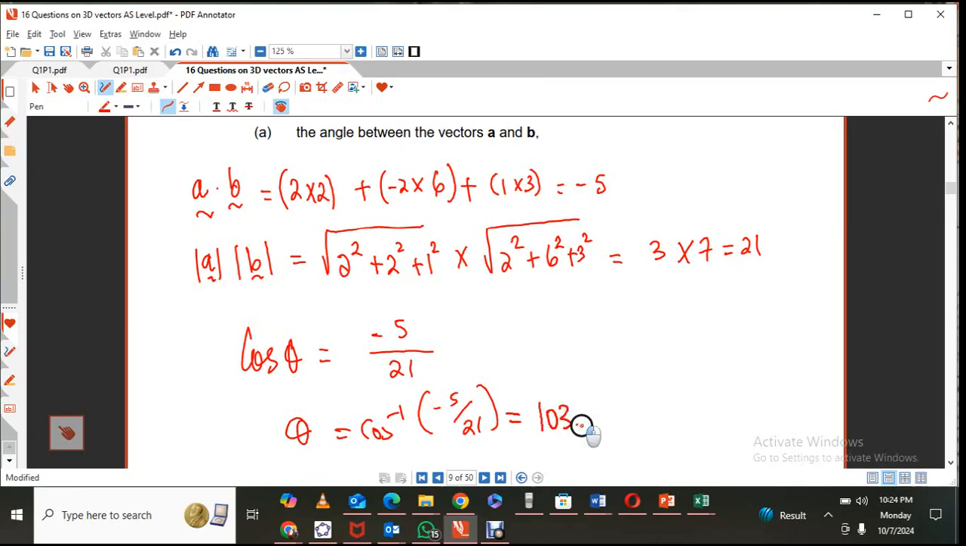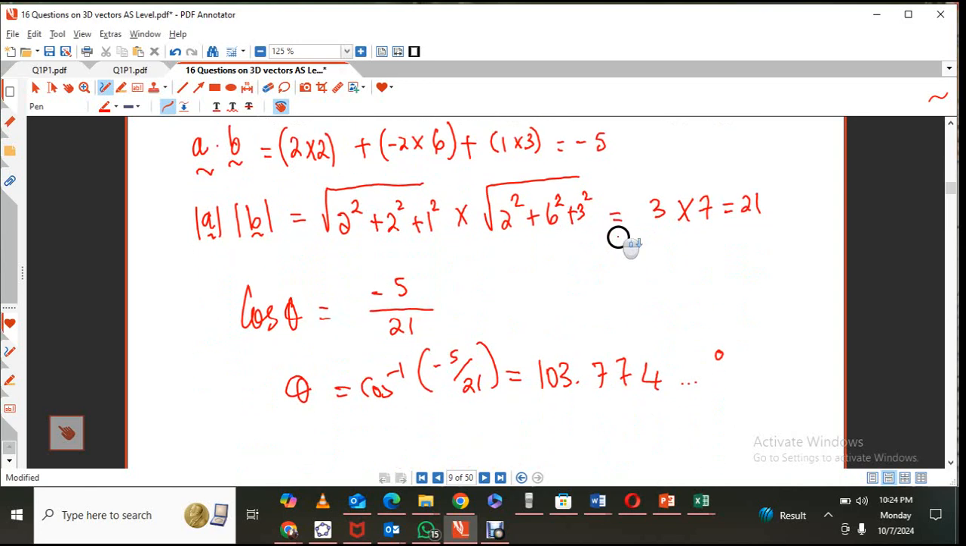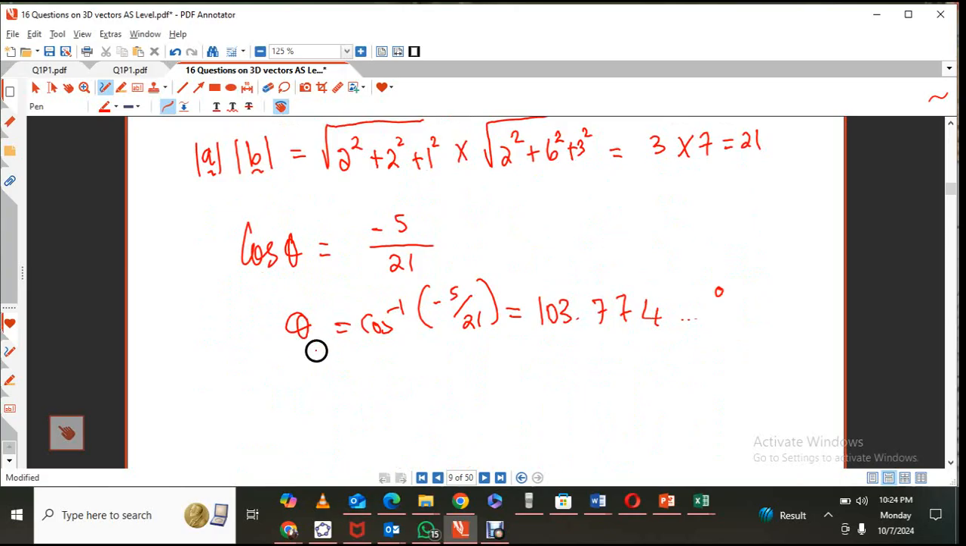You get 103.774 and some odd degrees. Now we always have to give the angles in degrees to one decimal place, and so this is going to be 103.8 degrees correct to one decimal place.